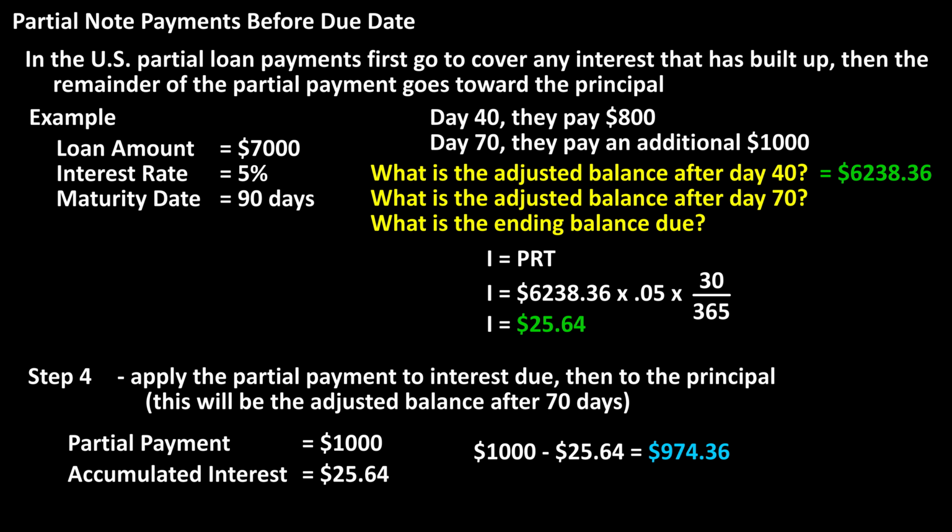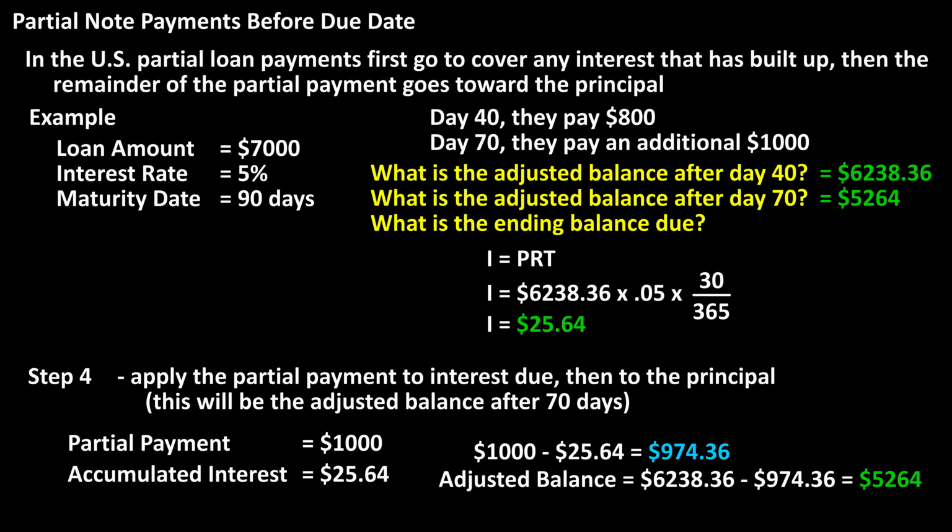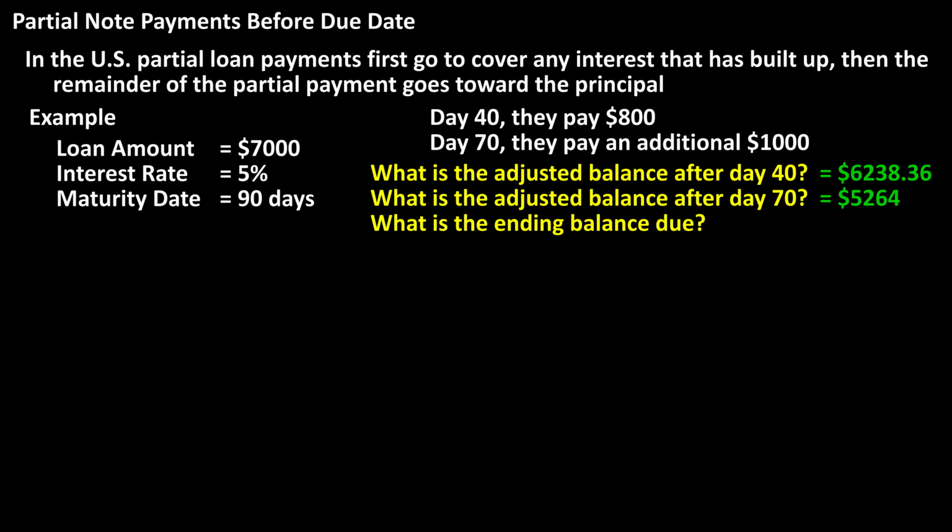And now this $974.36 will go toward the remaining principal of $6,238.36. So $6,238.36 minus $974.36 equals $5,264. And step 4 is complete. Now for the last step, step 5.